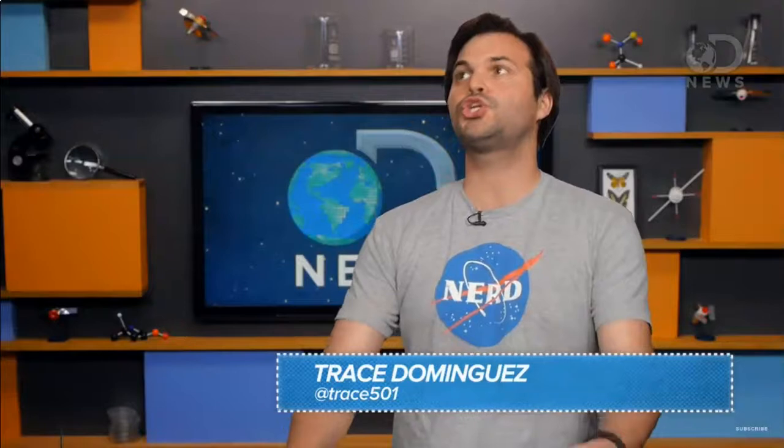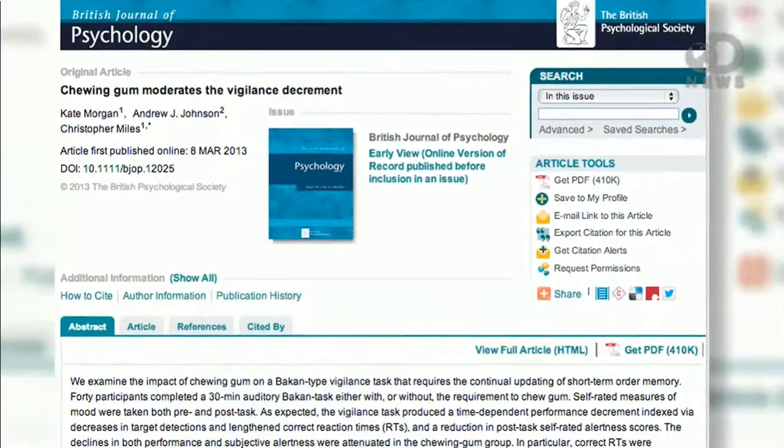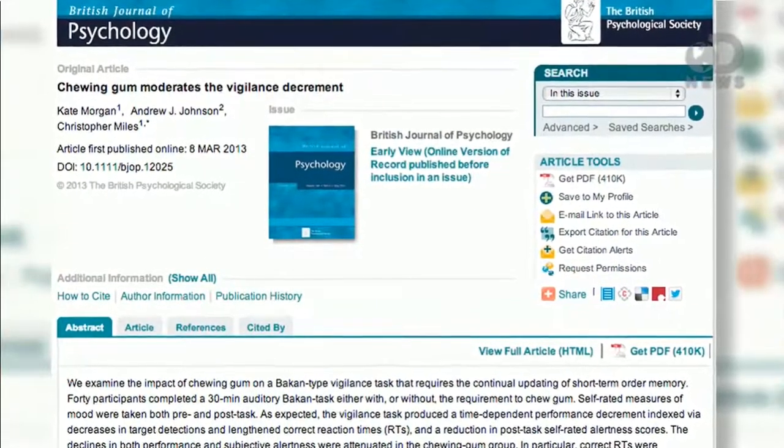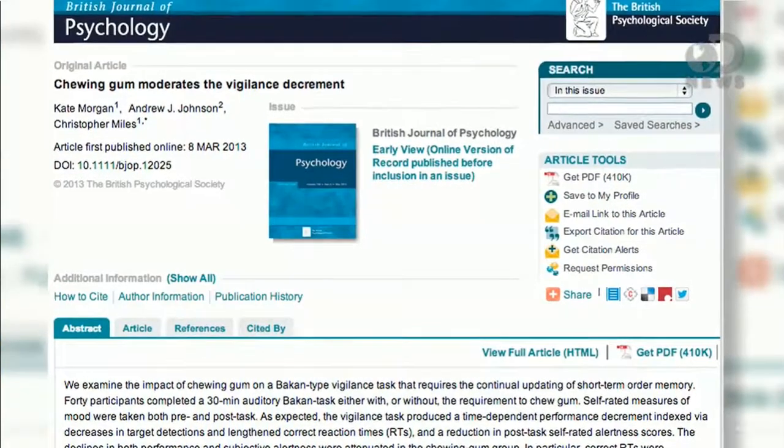Hey people, Trace here for D News. When you're trying to remember something, chew gum while you do the task. Researchers at Cardiff University in Wales determined that keeping your jaw busy while contemplating a task not only improved memory, but actually helped you complete the task quicker and with better accuracy.